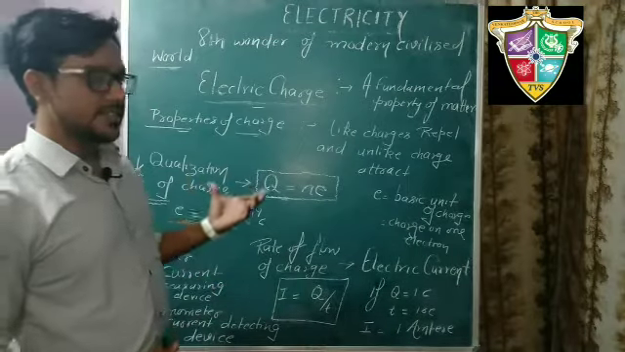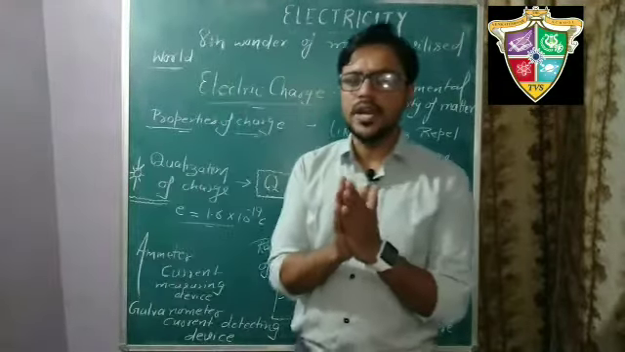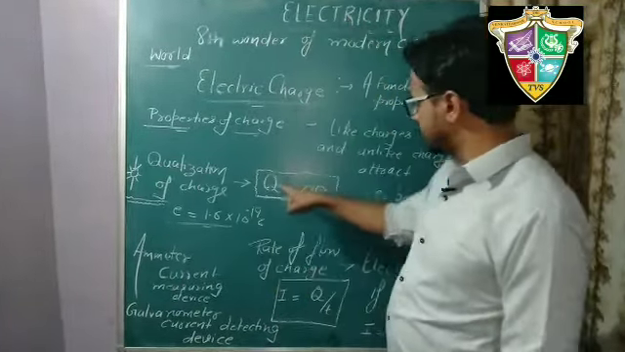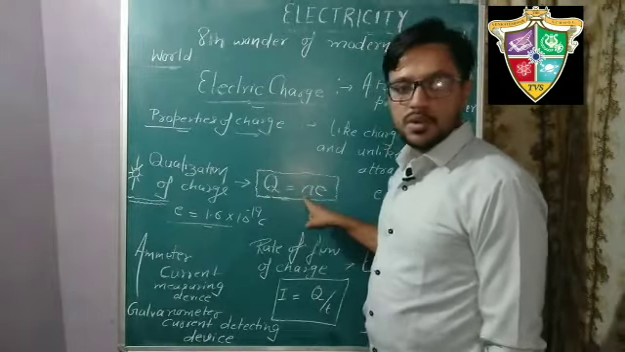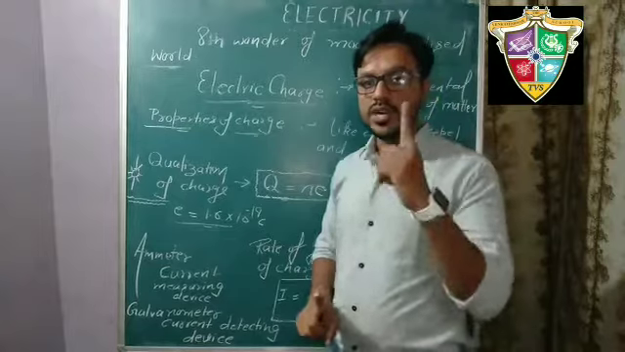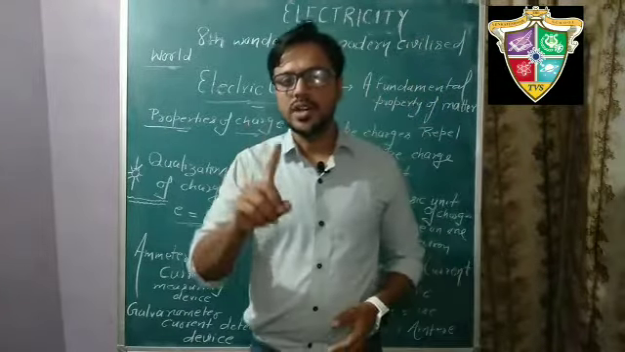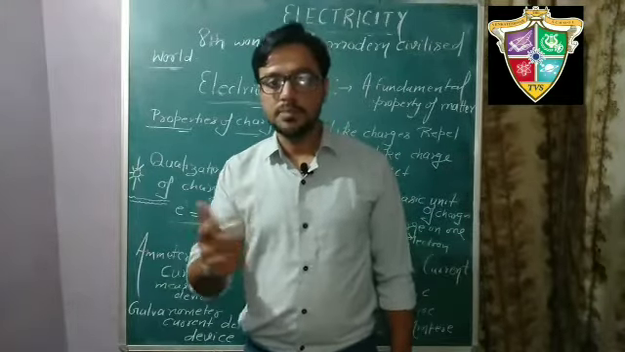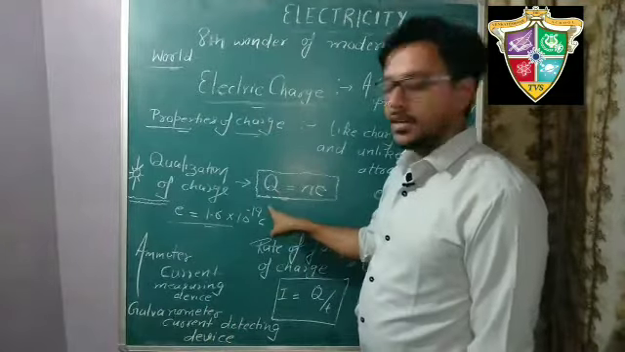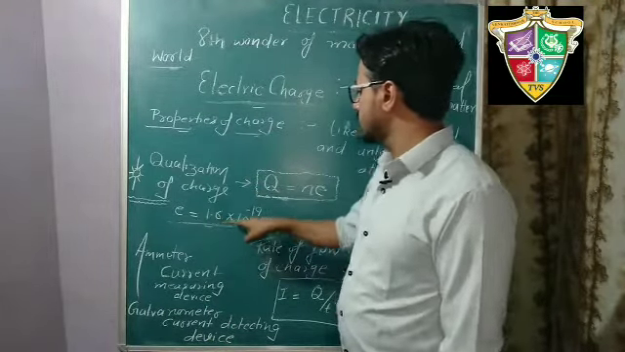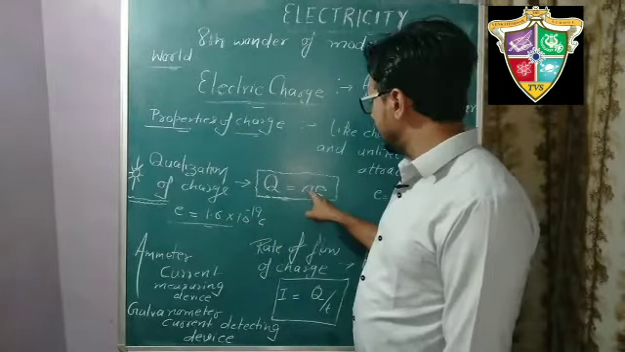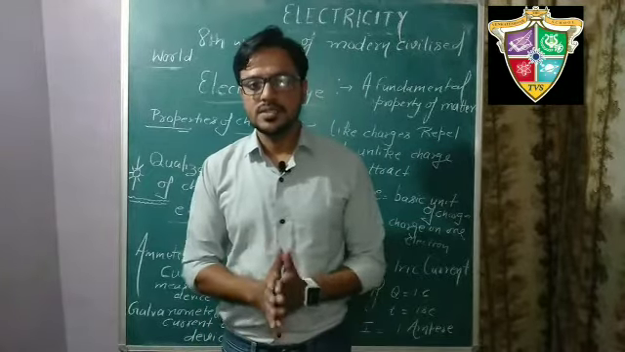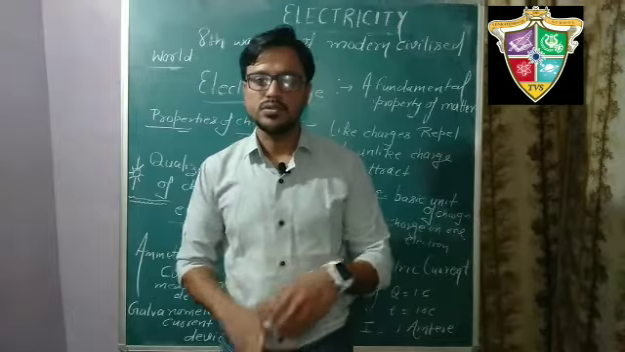So students, this is the basic unit of charge, and you can calculate how many electrons are there in 1 coulomb of charge. Q equals n e, where n is the number of electrons and e is the charge on 1 electron. If you know the charge on 1 electron, then you can calculate how many electrons are there in 1 coulomb by simply dividing Q by e. Q is 1 coulomb, e is 1.6 into 10 raised to power minus 19 coulomb. Then we calculate near about 6 into 10 raised to power 18 electrons. So this is how we can calculate the number of electrons from a given charge.